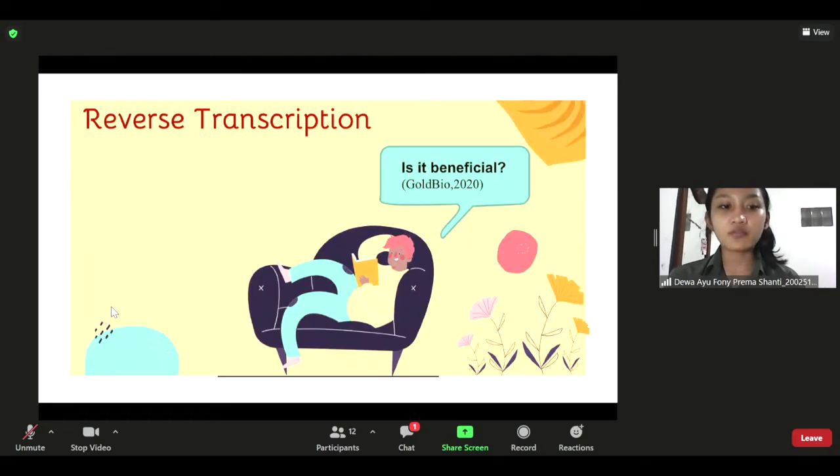As for the benefit obtained from reverse transcription, mechanisms are described. Through the transcription process, the testing of genetic tumors becomes easier and more efficient.